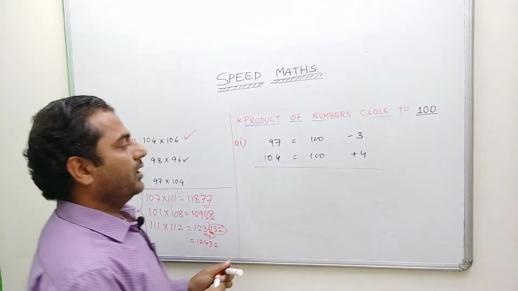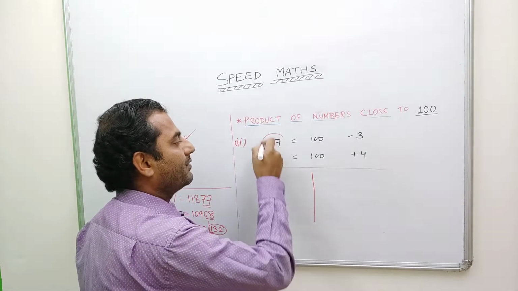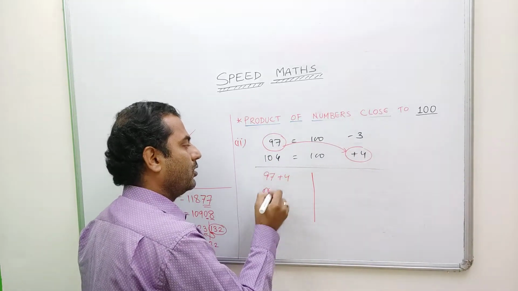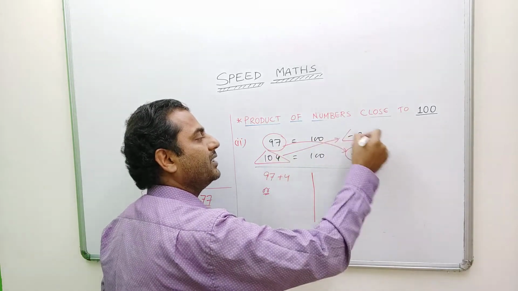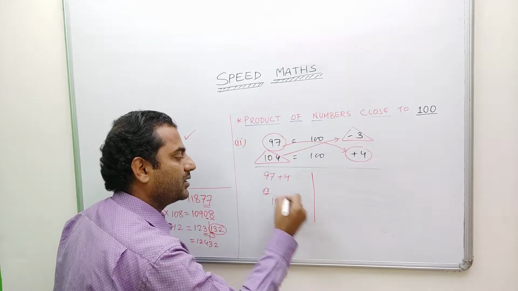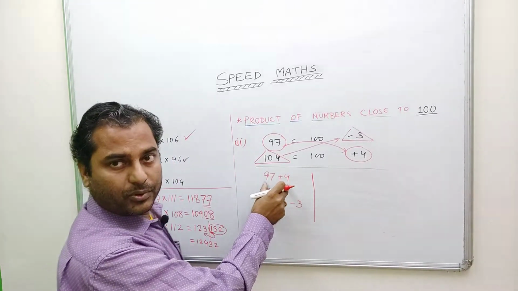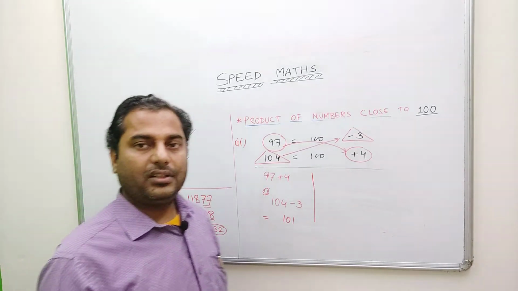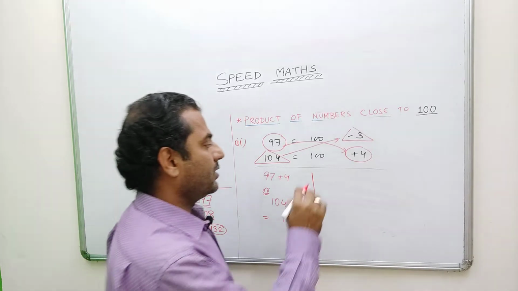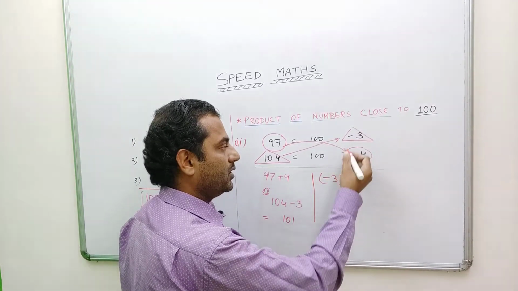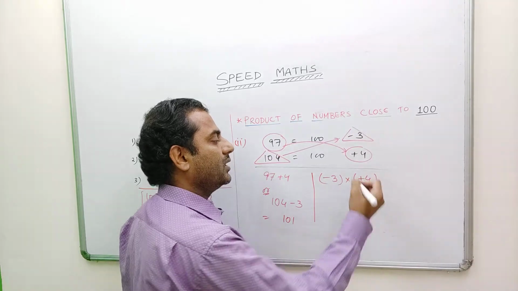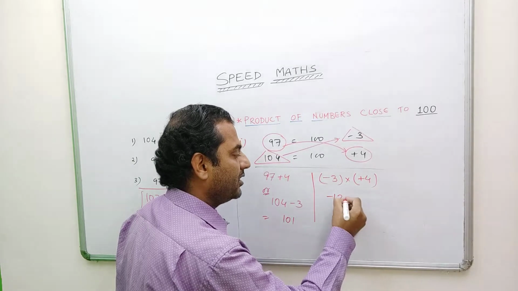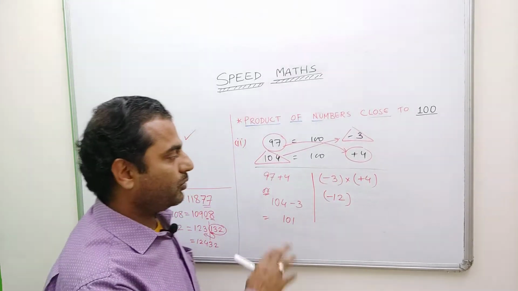So if I go ahead with the same method, on the left I will write 97 plus 4, or I can write 104 minus 3. In both, 97 plus 4 or 104 minus 3, I am getting 101 on the left hand side. Now look at this right hand side, it is minus 3, which is the first deficit, into plus 4, which is the second surplus. Now if I take the product of these two numbers, this is minus 12. Minus into plus will be minus, and 4 into 3 will be 12.